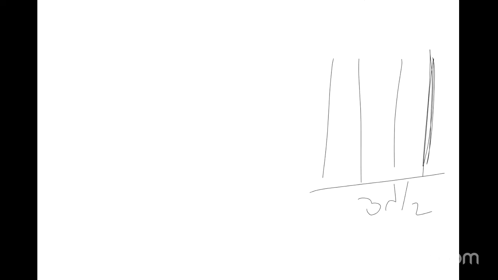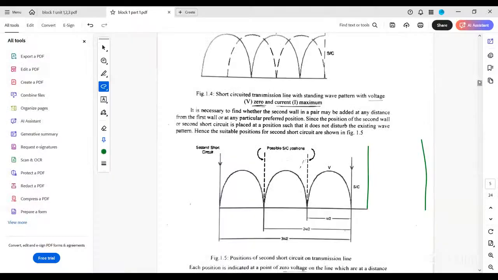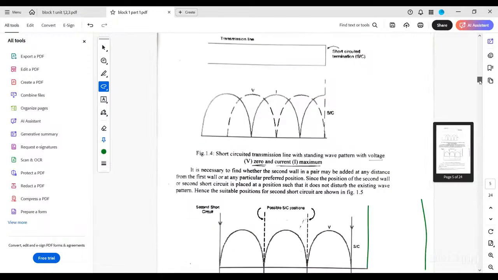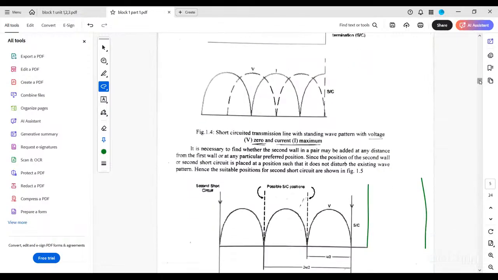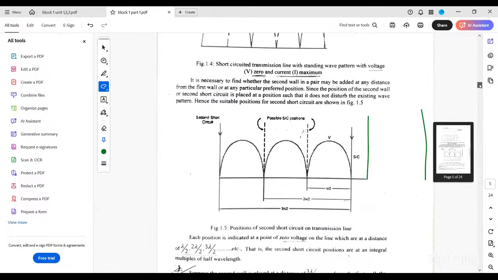This is the image. What is the first image? What is the second image? What is the third image? Topic is parallel plane waveguide. One side is always open. The second side is closed circuit.